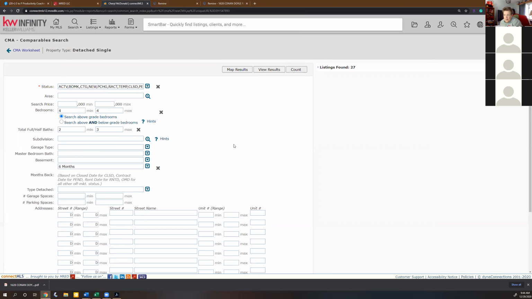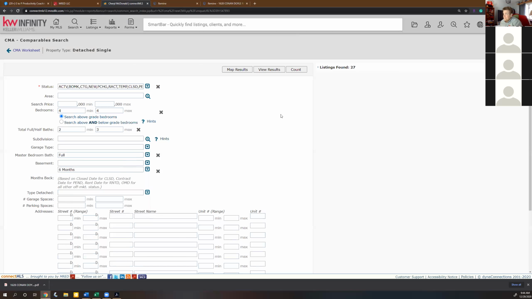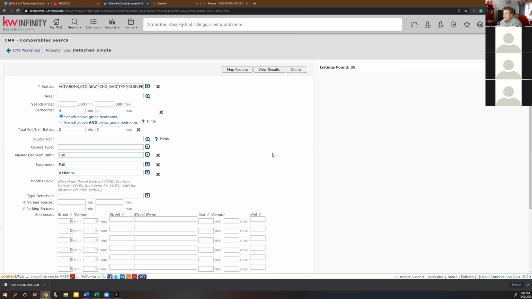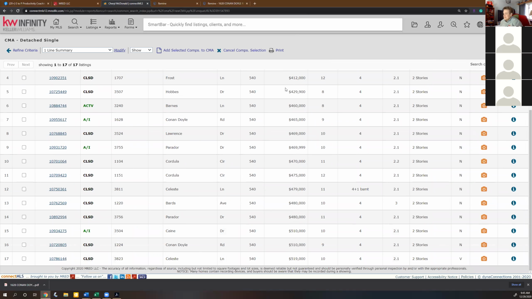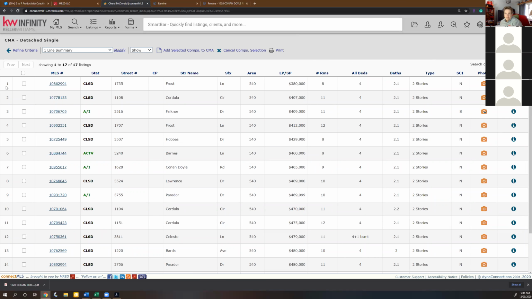So now we're going to go master bedroom bath. Full. Let's do count again. 26. Wow, it eliminated 1 property. We're going to go basement, and we're going to go full because that's what the MLS sheet says. And we're going to check count again. 17. All right, I'll take that. So I'm going to view these results. We're everywhere from 380 to 519. Let's move this over just a little bit so I can see it.